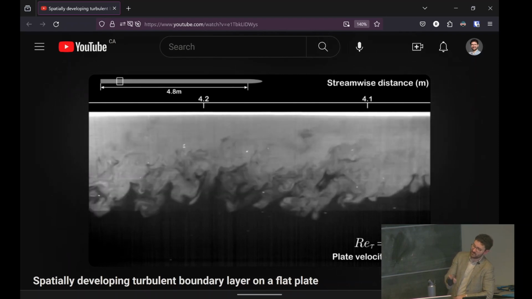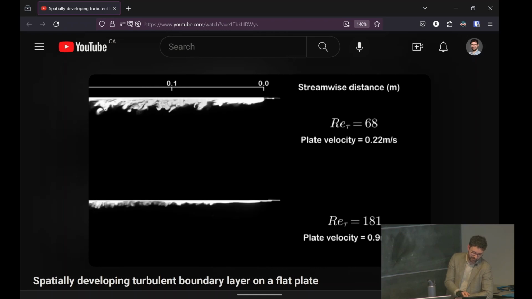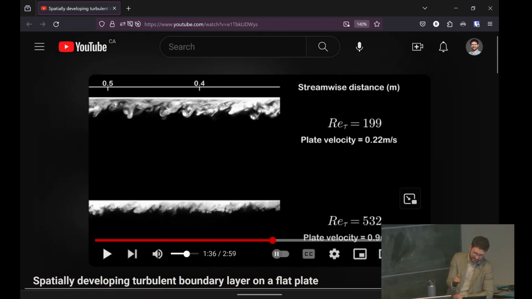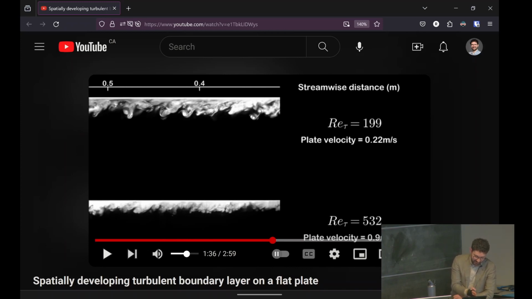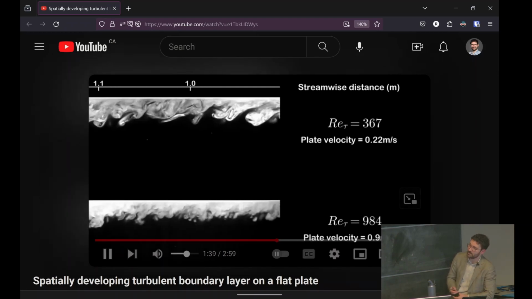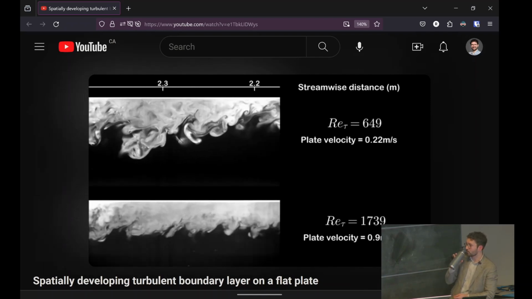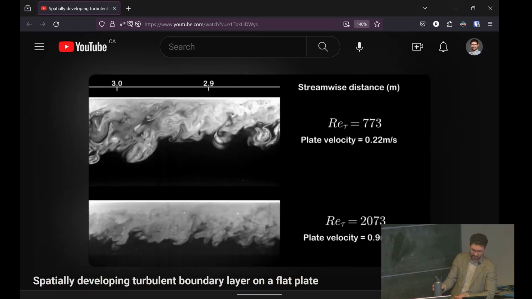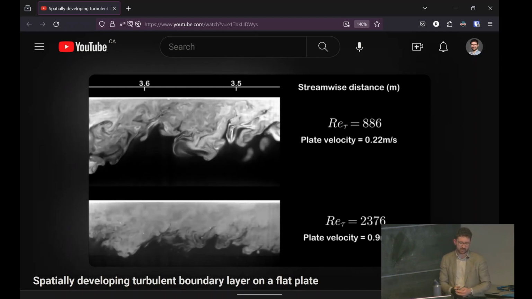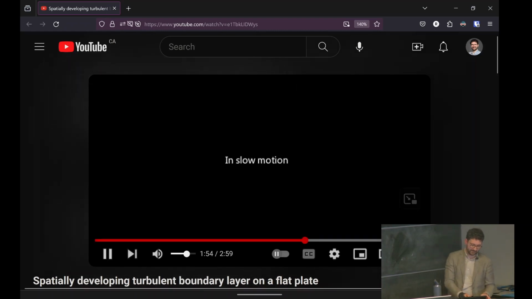Don't worry about what Re tau means there at the bottom. You can think of this as just looking along the boundary layer. So, okay, the top one is the low Reynolds number case. The bottom was the high Reynolds number. So we expect for the same position, which is what we're looking at, the boundary layer to be thinner for the bottom case because it has a higher Reynolds number, which is what we can see here. You'll notice the turbulent motions look different too. This is an entire field of research in fluid mechanics, basically.